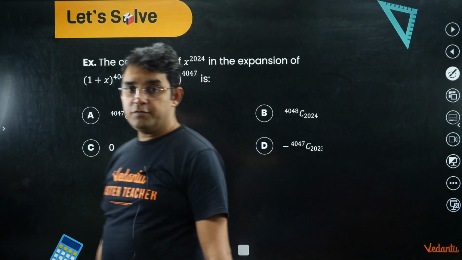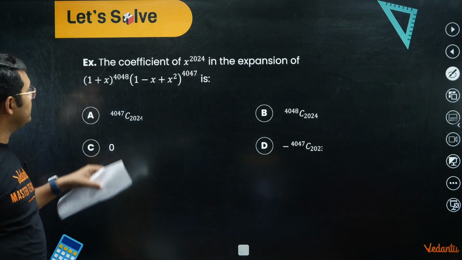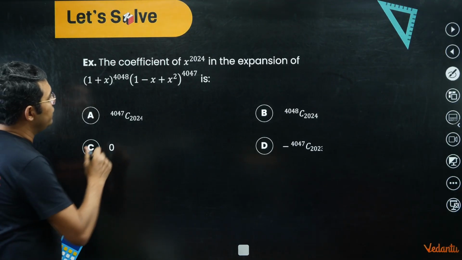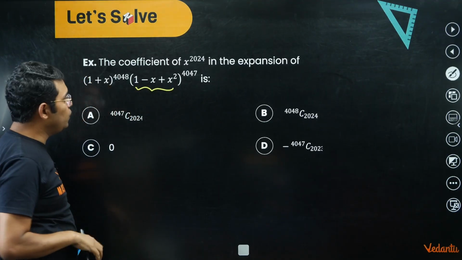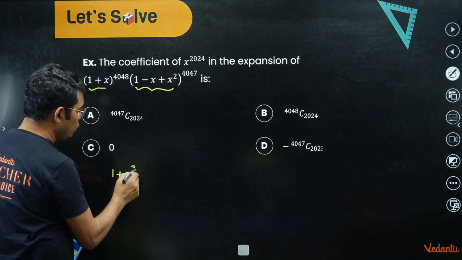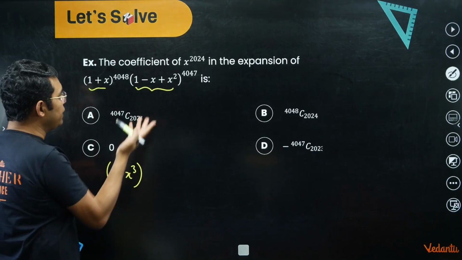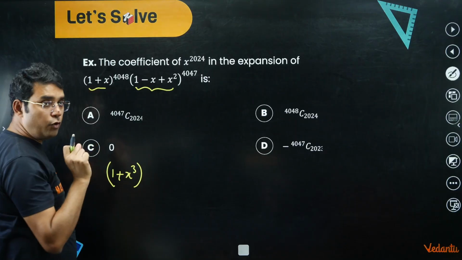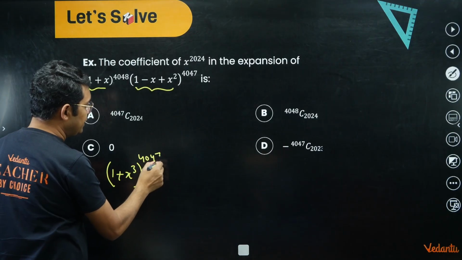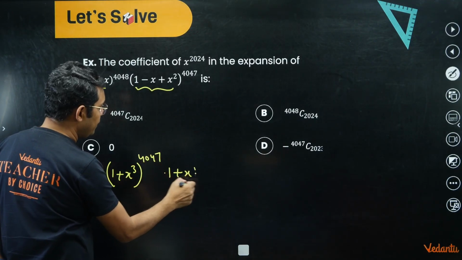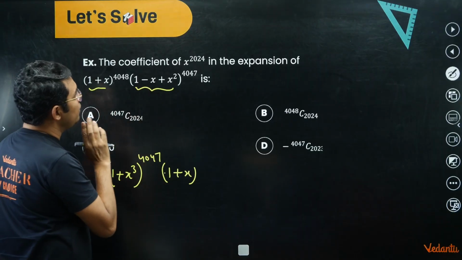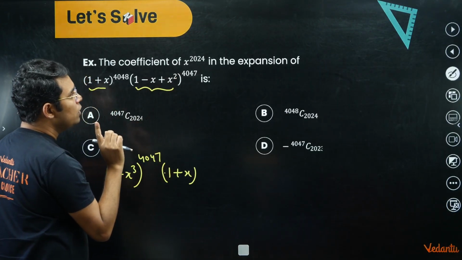Now coming to this question, we're asking the coefficient of x power 2024 in the expansion. Okay, dear students, try to understand this: 1 minus x plus x square and 1 plus x. If you combine them, you will be getting 1 plus x cube. Okay, these are the factors. Now, if it is having 4048 power, this is having 4047 power, I can write 4047 and then 1 plus x will remain from this because this is having 1 power higher than this. Okay, now we have to find the coefficient of x power 2024.